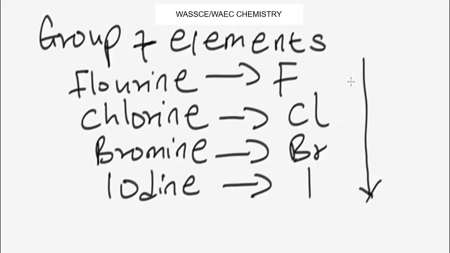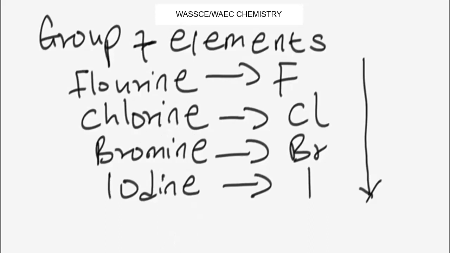Okay, now let's look at their trends. Let's look at the trend of group 7 elements, that's the halogens. Now note that all the group 7 elements react in similar ways. This is because they all have 7 electrons in their atomic shell. And let me show you how they have 7 electrons in their atomic shell. I'm going to illustrate with fluorine and chlorine.